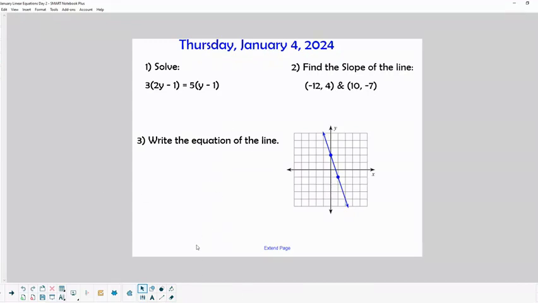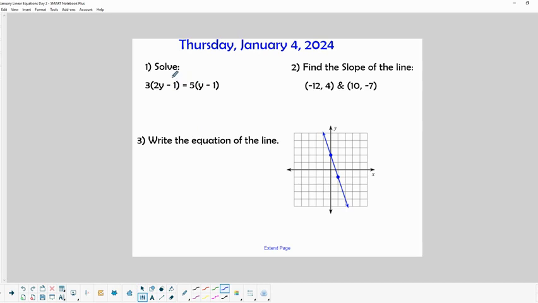All right, let's get started. We got a new lesson today, and it's actually just a review of linear equations day 2 that we started yesterday. So we did part 1 yesterday. We're doing part 2 today. And so here we go.